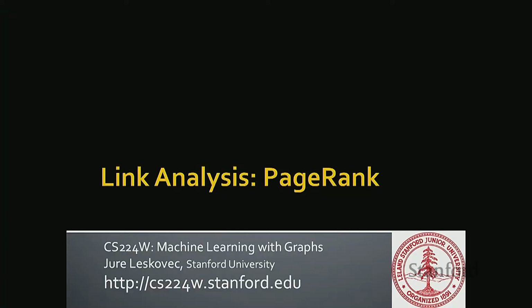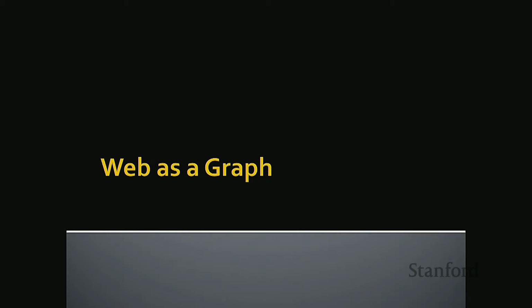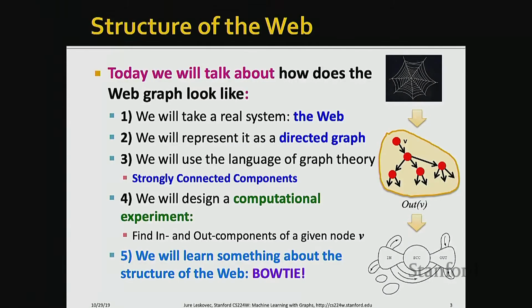And the method we'll talk about is PageRank, and this is named by a couple of previous Stanford students, and this is all developed here. Okay, so we will start the following. We'll start looking at the web as a graph. The idea is that we will take a real system, we'll take the web, and we will represent it as a directed graph.